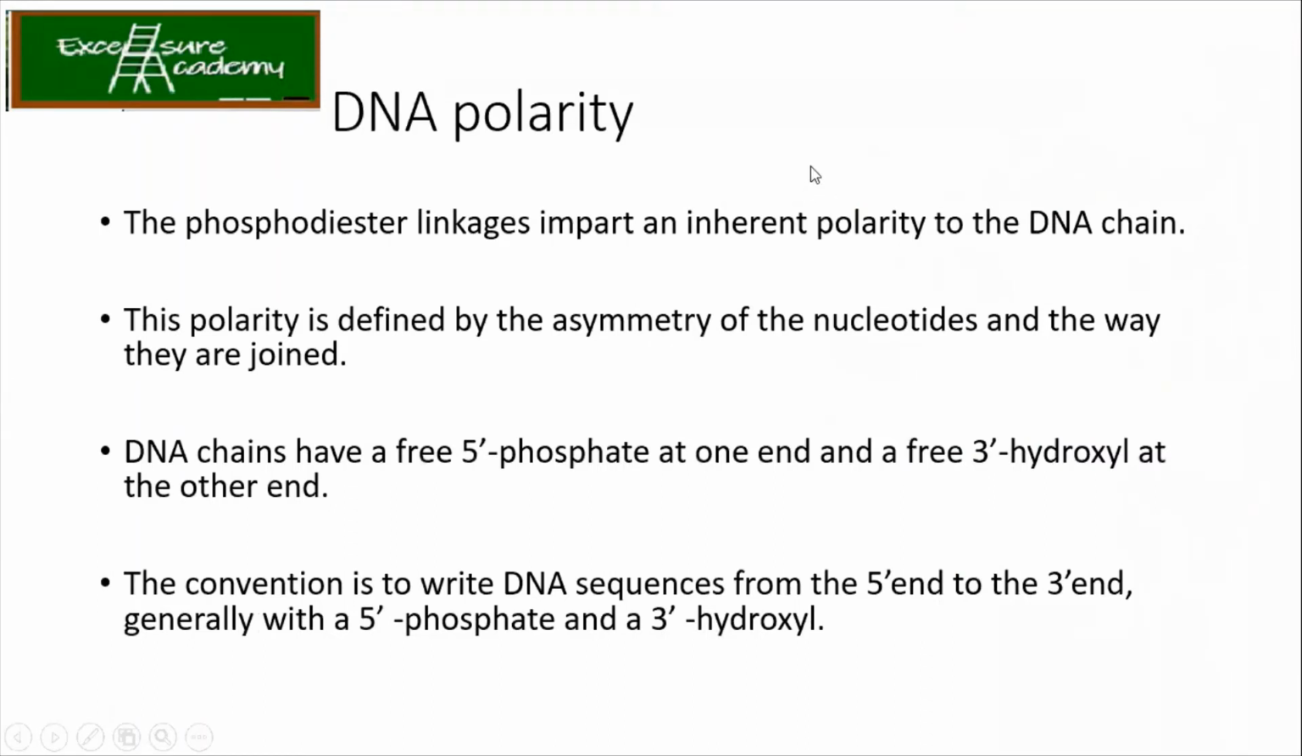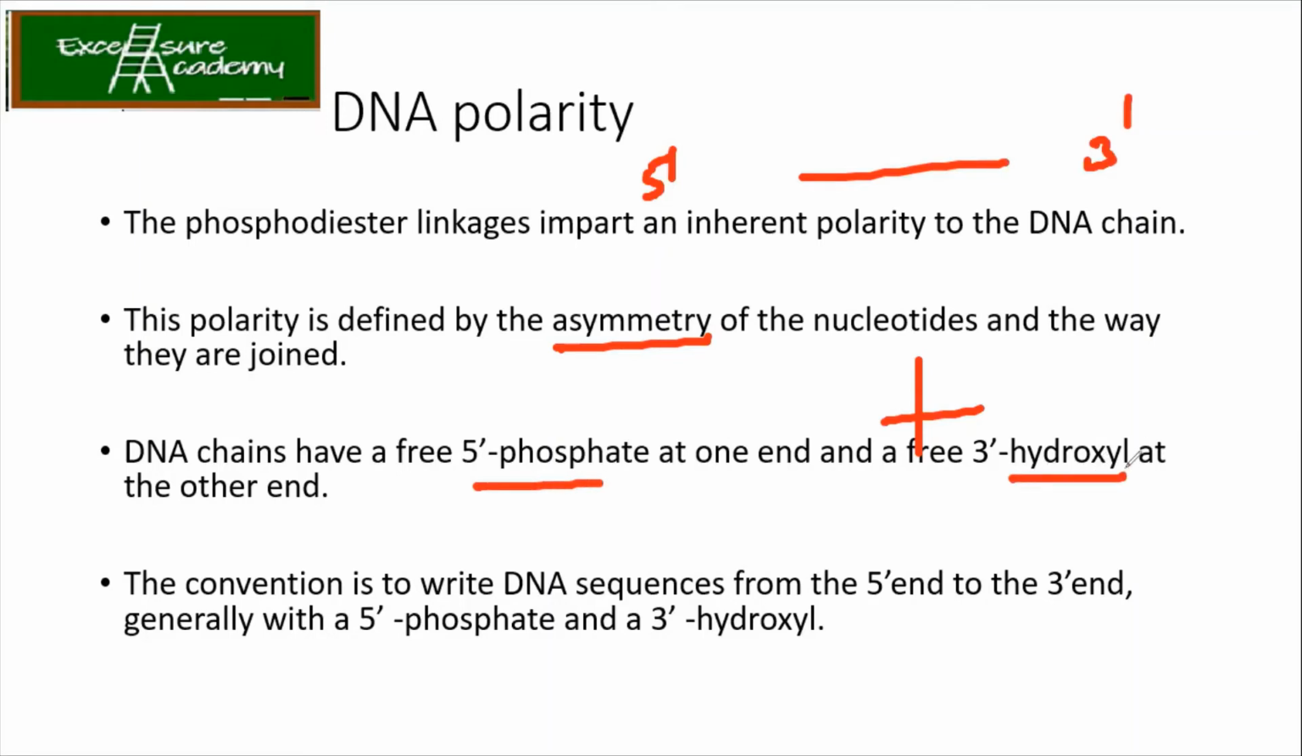Now DNA polarity. Whenever there is a direction, like in the case of DNA, we have mentioned the 5' and 3'. Because of this, there is a polarity. Now this polarity is defined as the asymmetry of the nucleotides. Why is it called asymmetry? Because in whichever direction you cut the DNA, it is not going to overlap with the same, right? So that's why it is asymmetrical in nature. Now DNA has a free 5' phosphate at one end and a free 3' OH at the other end. So this also we know. That's why whenever we write about DNA, it is written as 5' to 3'.